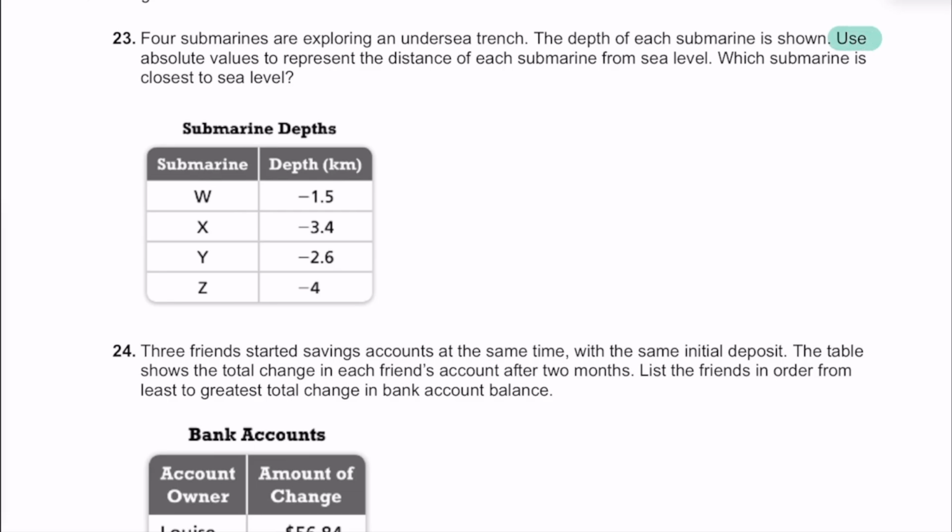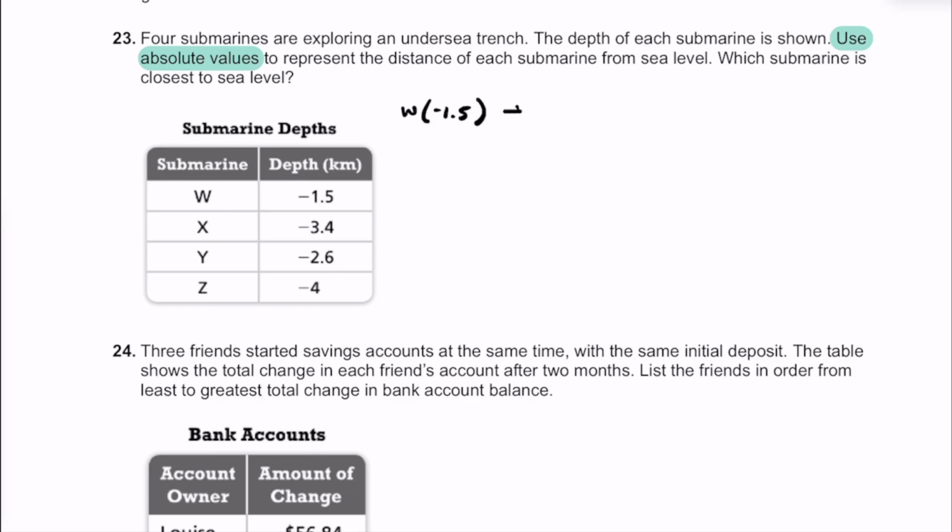All right, now the directions do say to use absolute values to help us justify our answers here. So let's make sure we do that. Keep in mind submarines are going to be underwater relative to sea level. So sea level is going to be 0. So let's see what we got here. We have submarine W. So I'm going to just say we have point W. This is going to be located at negative 1.5. Now that's going to be the location of it.